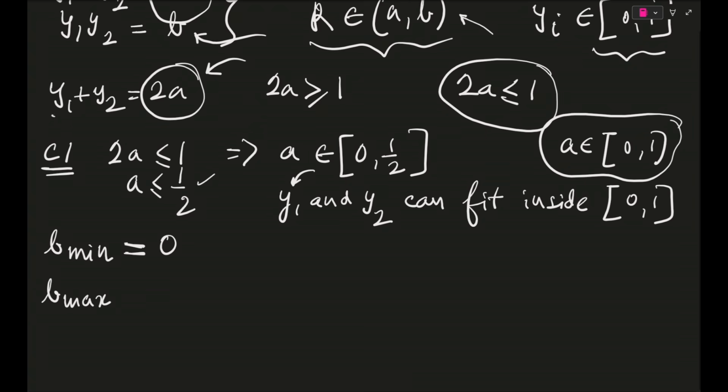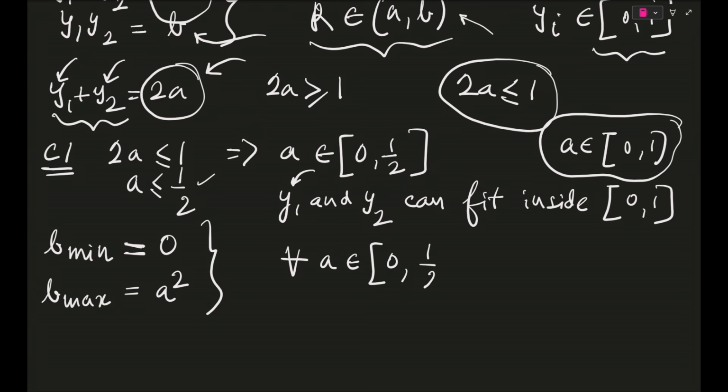So if we try to maximize the product of y1 and y2, then y1 becoming a, y2 becoming a will actually give you the maximum. So here the maximum possible product will actually be a square. You can try out any other value you want, you will not get anything greater than a square, okay? That's the maximum value. So basically what we got is, for a belonging to 0 to half, b will belong to 0 to a square. This is the first definition, okay?